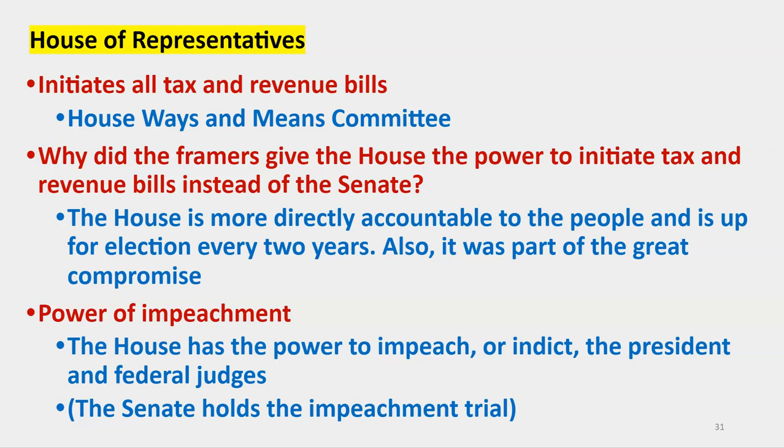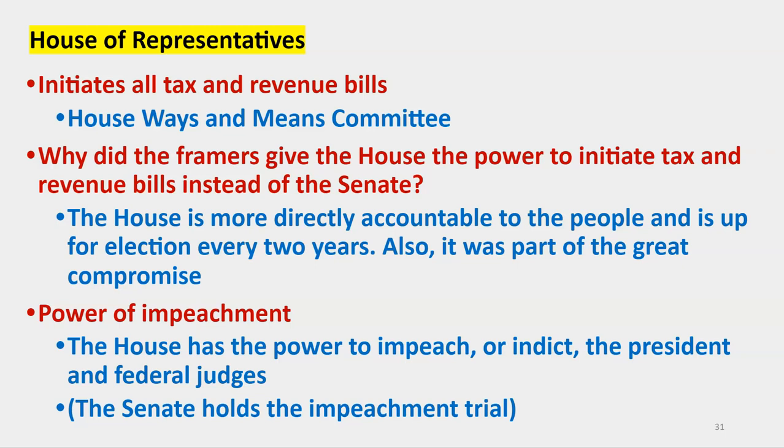That is closest to the people. And it should be the people that represent the constituents of the American people that make those decisions, because they're going to have to face election before anybody else. So this would start in the House, and specifically in the House Ways and Means Committee. This is addressing those tax and revenue bills.